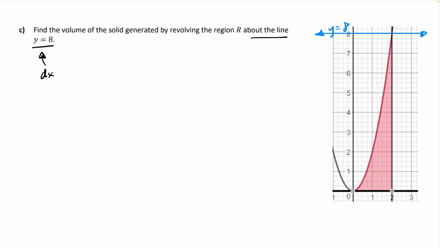Oh, also another question I get is, what if I forget which one it is, disk or washer? What do I do? Here's how you do it. Watch. Let's go to a washer or a disk method. We just did a disk problem, didn't we? Yeah, it was number 1, right?